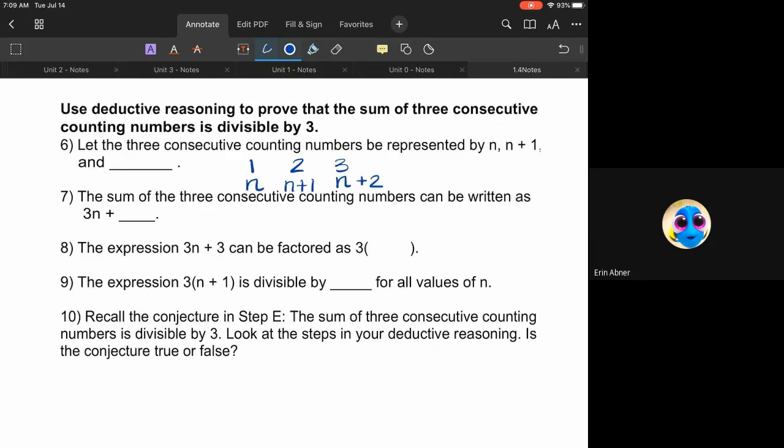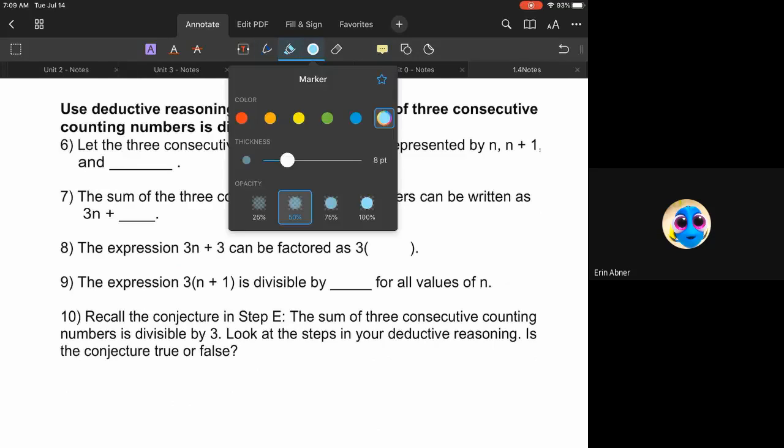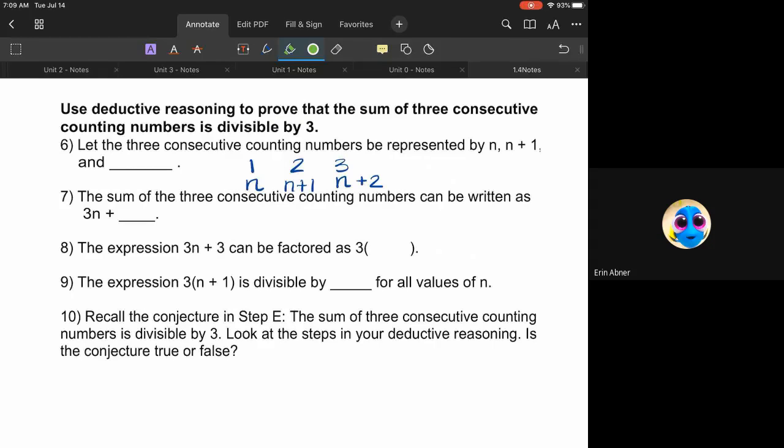These are my 3 representations, so that we have now n plus 1, and on this line, we are going to drop in n plus 2. Now that I have all 3 of them, could I combine them? Well, I could.